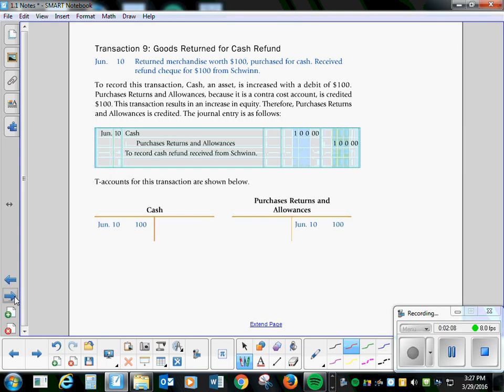So returned merchandise worth $100 purchased for cash, received refund check for $100 from Schwinn. So your cash is going up by $100, and you need to put that into your purchase, returns, and allowances credit of $100. And your T accounts would look like this.